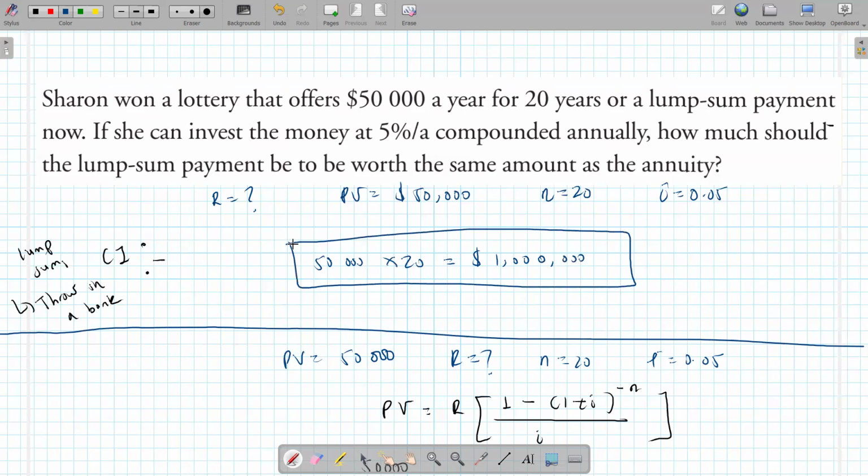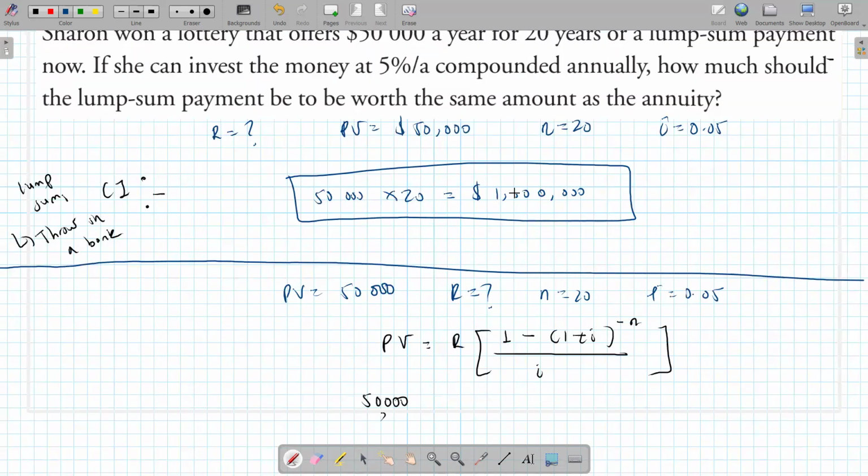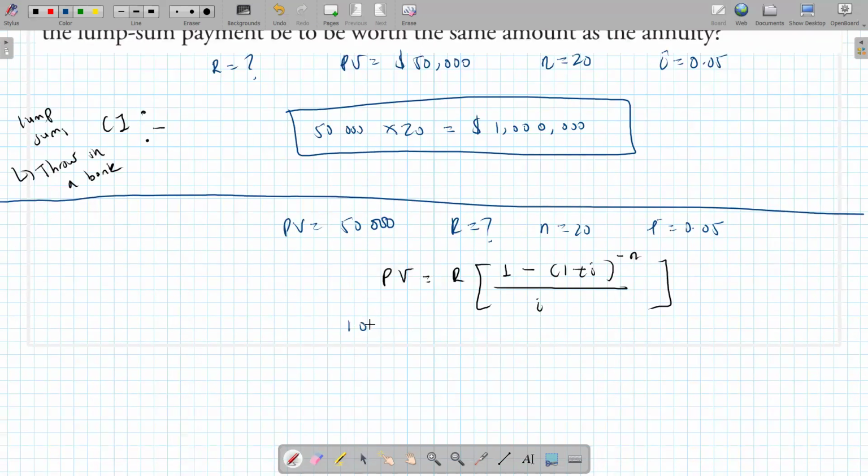So this is the amount that you would get here, which means that is how much your money would be worth. So that's going to be 1 million down here. There we go. Present value is actually 50,000 times 20, 1 million. Nothing else changes. R, 1 minus 1.05 to the power negative 20 over 0.05. Going to plug this in a calculator, divide both sides by that. 1 minus 1.05 to the power negative 20 divided by 0.05, 1 million divided by answer.